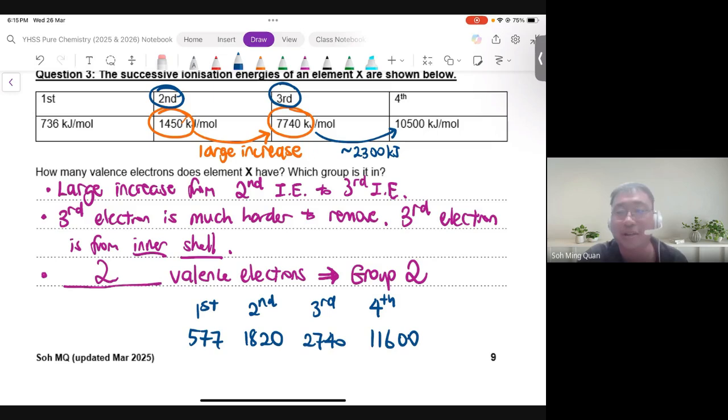You can take down the data, and this should hopefully be something for you to think about over the next few days. Which group will this particular element, let's call it element Y, be from? Remember what's the strategy? We look out for where the large increase is, and based on where the large increase is, we have to reason it out. So how many valence electrons did Y actually have?